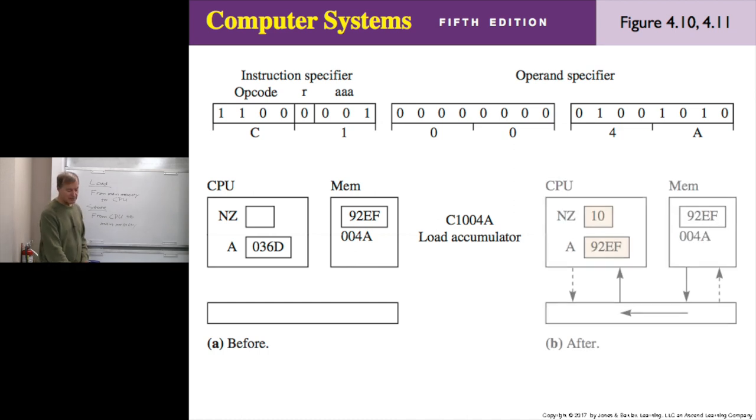So does everybody see then, boom, here's what that instruction does. The content of the accumulator has been changed to 92EF, and notice that it took a copy from main memory. Main memory still has 92EF in it. And furthermore, the N bit was set to 1 and the Z bit was set to 0. Now why was the N bit set to 1?